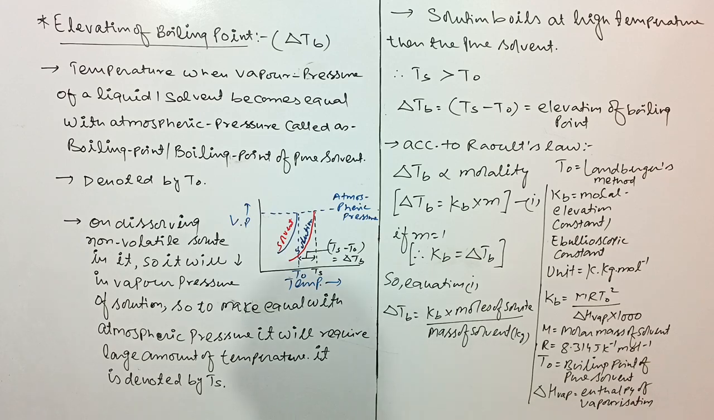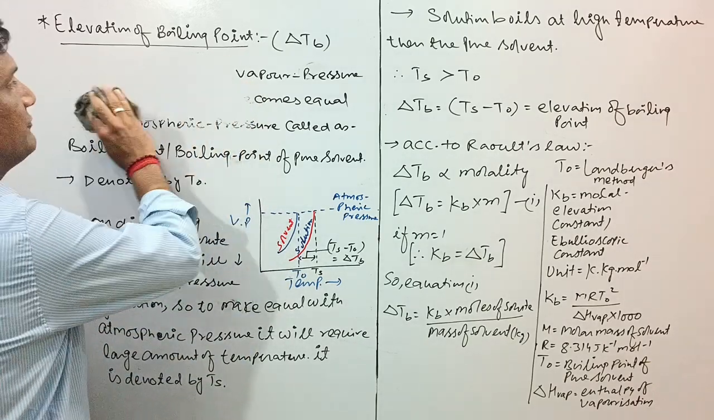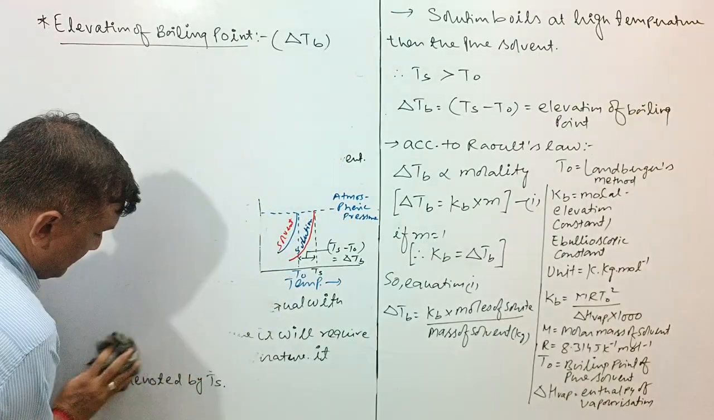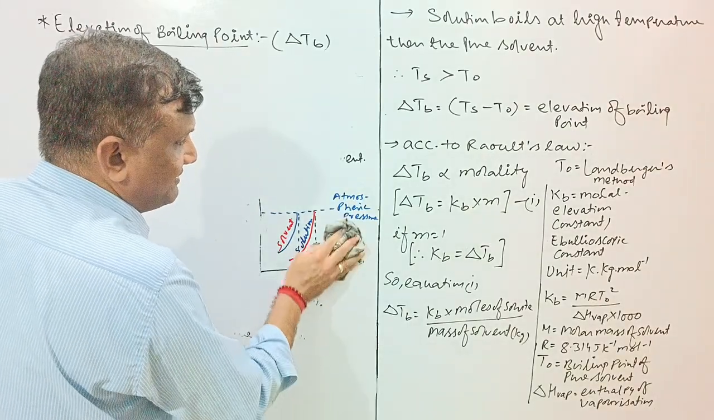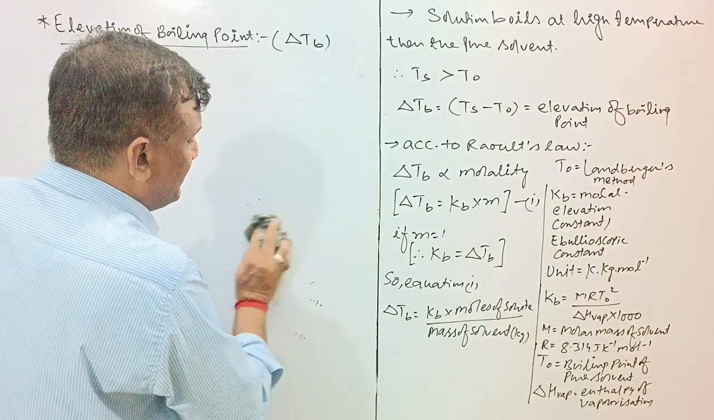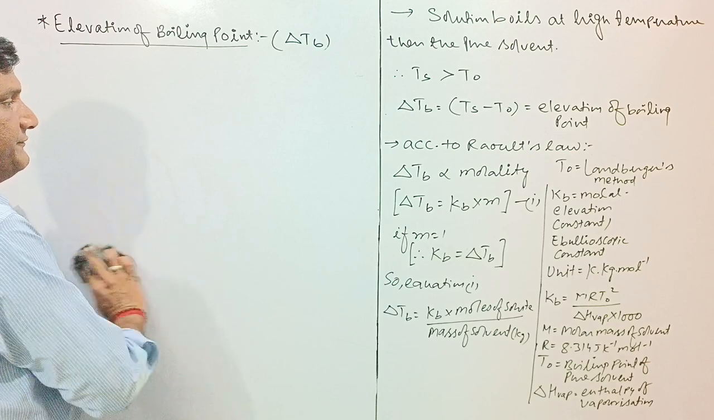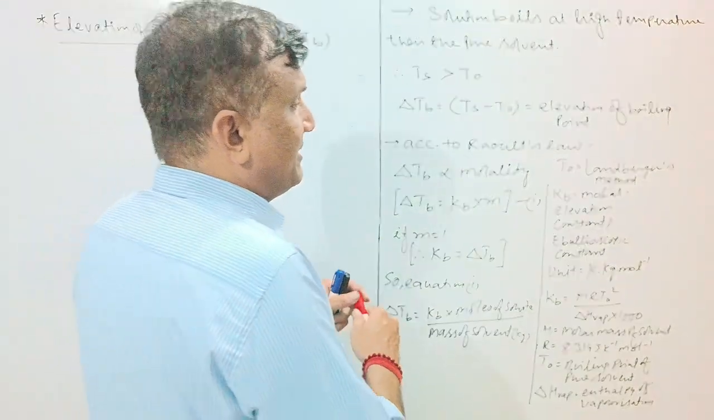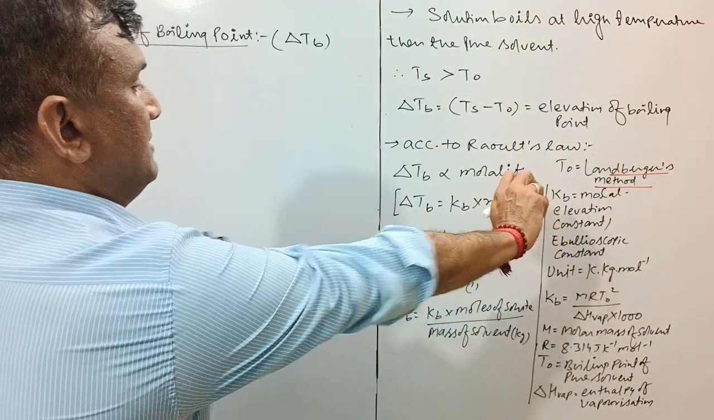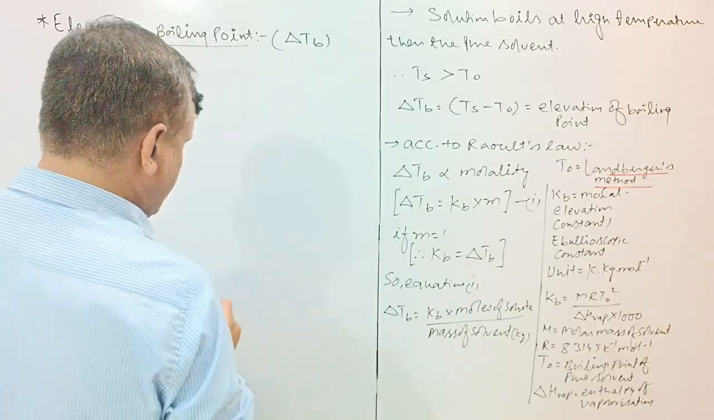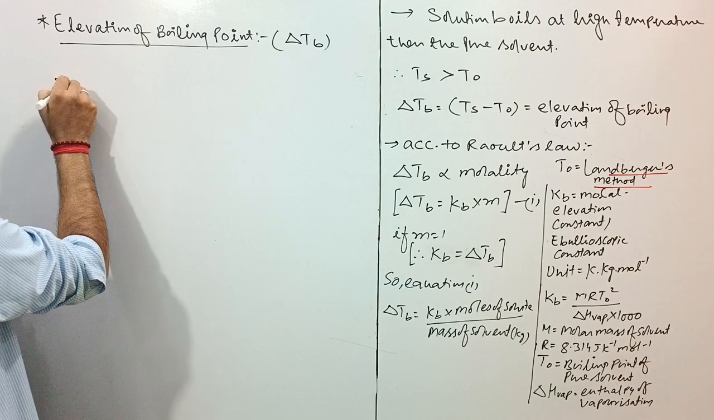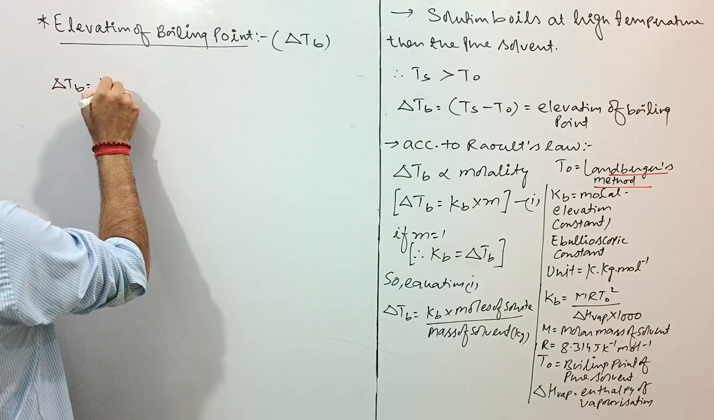So, if we go further regarding elevation of boiling point, this is one of the important questions: how you can define the value of T naught? Then you will say that by using Landsberger's method we can define the value of T naught. It is a very important question, asked in competitive exams. Now the time to discuss the moles. So the formula is del TB equals KB.